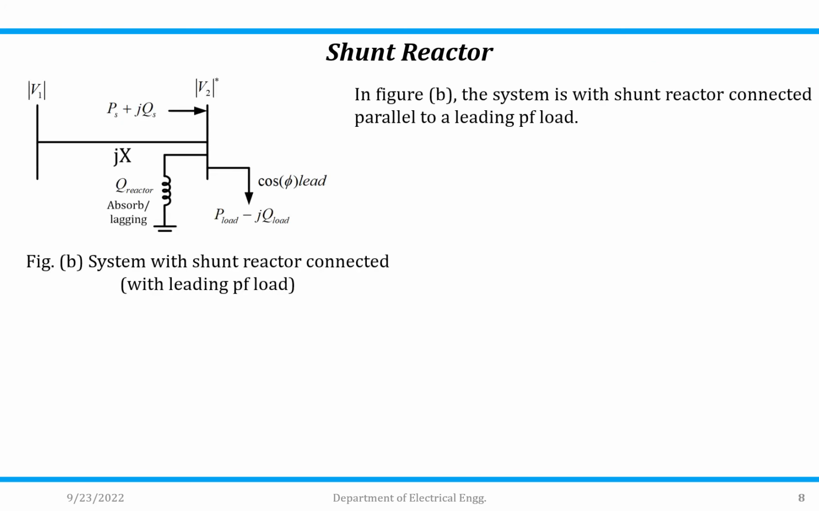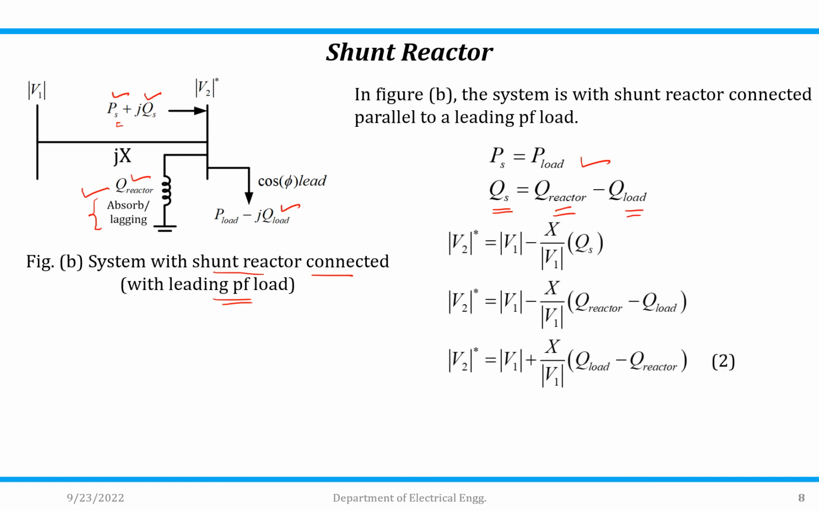Now let us consider the system in which the shunt reactor is connected with a leading power factor load. It is denoted as Q reactor, which will absorb because it is in a lagging mode. So how can we write the relationship between the active power of the load and of the supply? PS will be equal to P load. And QS will be equal to plus Q reactor minus Q load. So I can write QS equal to Q reactor minus Q load.